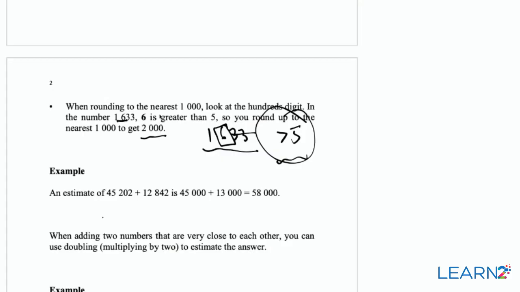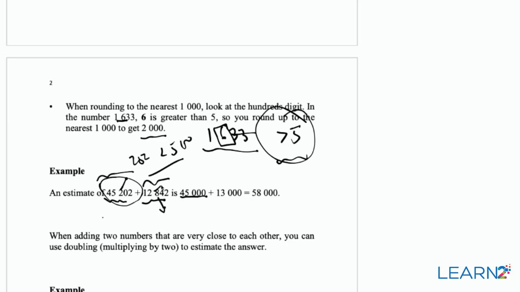So if we look at this example here, we are asked to estimate the answer of 45,202 plus 12,842. So let's round the 45,202 to the nearest 1,000. So the nearest 1,000 to 45,202 would just be 45,000, because this 202, it's less than 500, so we're rounding down to 45,000.